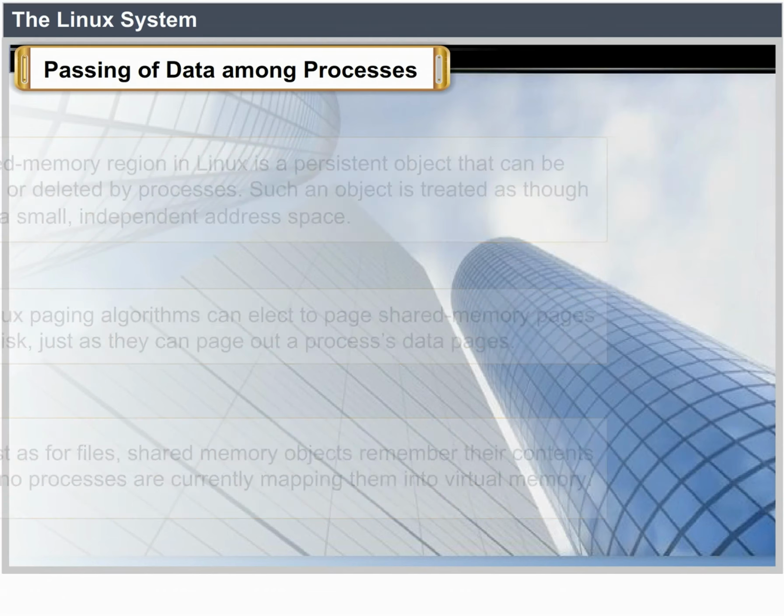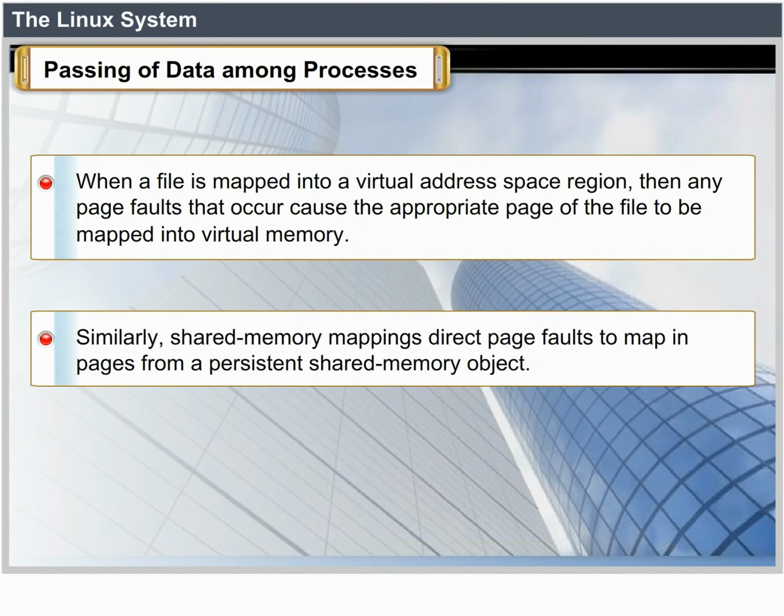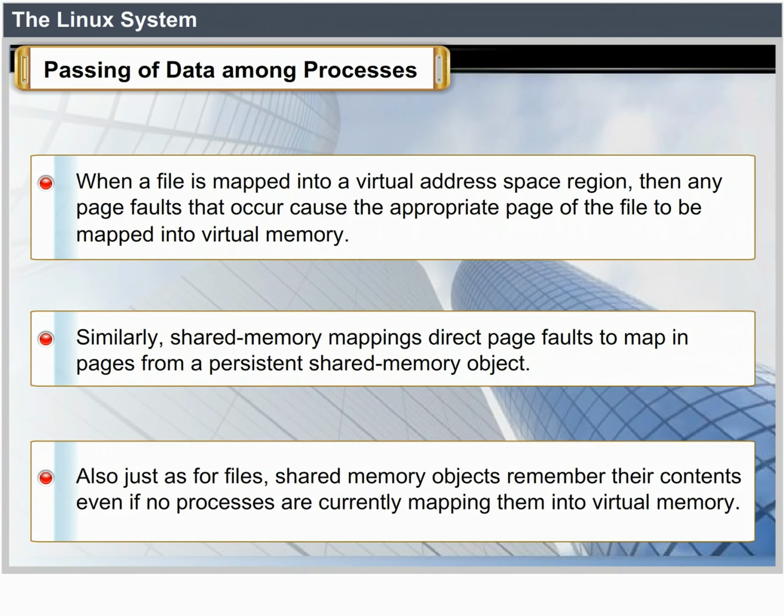When a file is mapped into a virtual address space region, then any page faults that occur cause the appropriate page of the file to be mapped into virtual memory. Similarly, shared memory mappings direct page faults to map in pages from a persistent shared memory object. Also, just as for files, shared memory objects remember their contents even if no processes are currently mapping them into virtual memory.